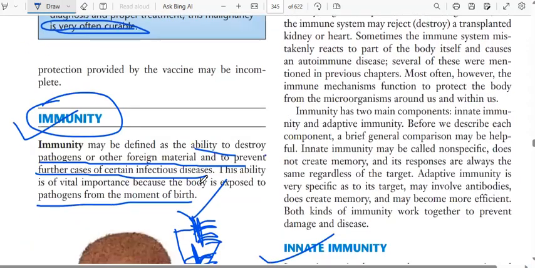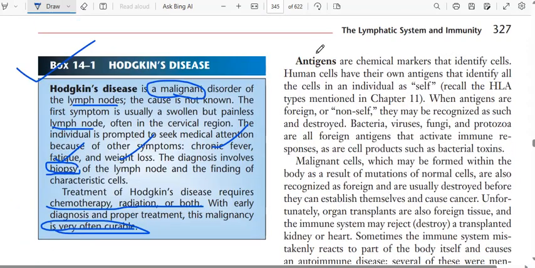This is their theory. Antigens are chemical markers that identify cells. Human cells have their own antigens. They identify all the cells in the individual as self. When antigens are foreign or non-self, they may be recognized and destroyed. Bacteria, viruses, fungi, and protozoa are all foreign antigens that activate an immune response, as are cell products such as bacterial toxins. So basically, we have antigens. Antigens are on all body organs.